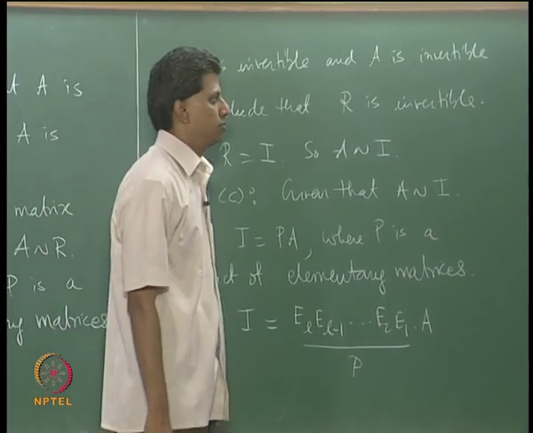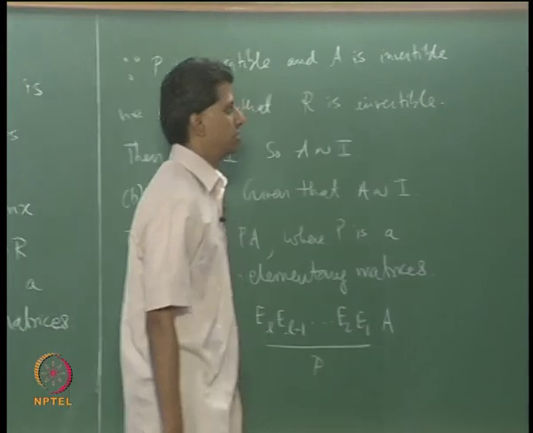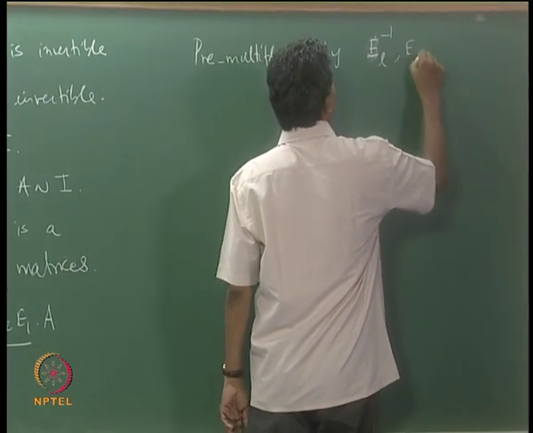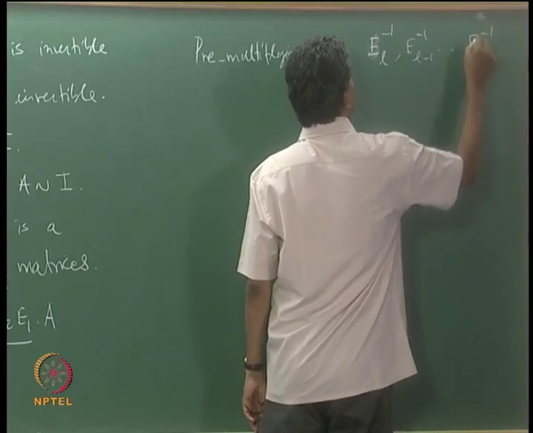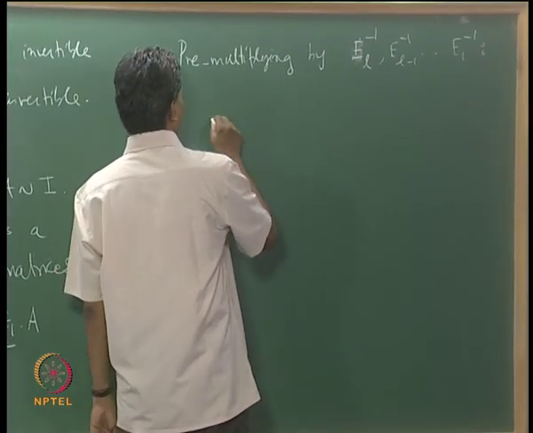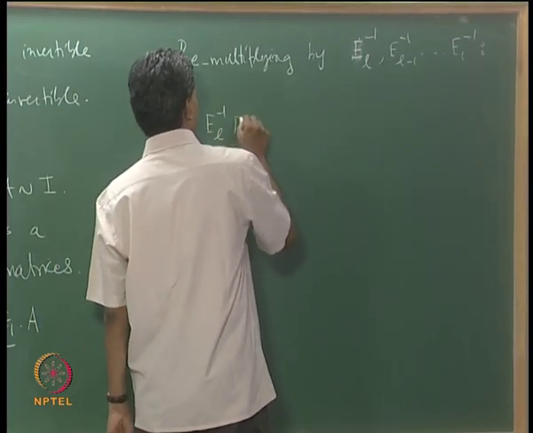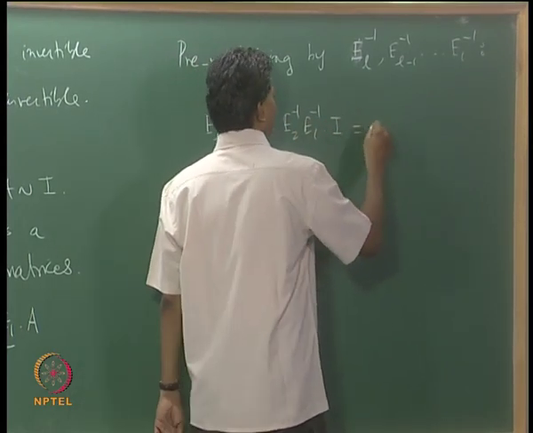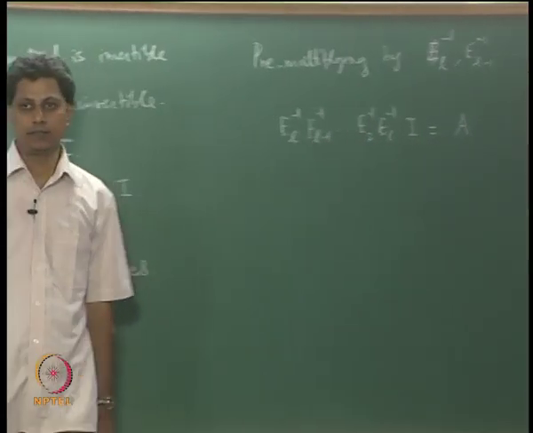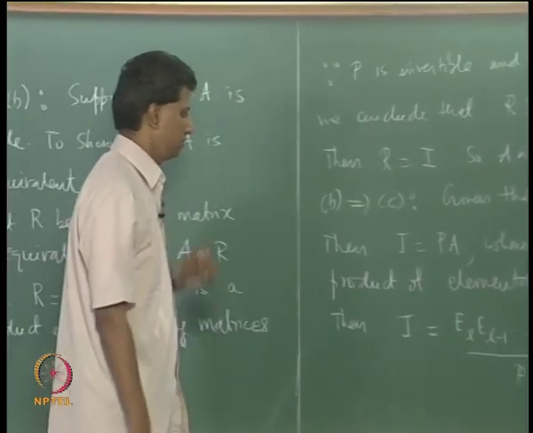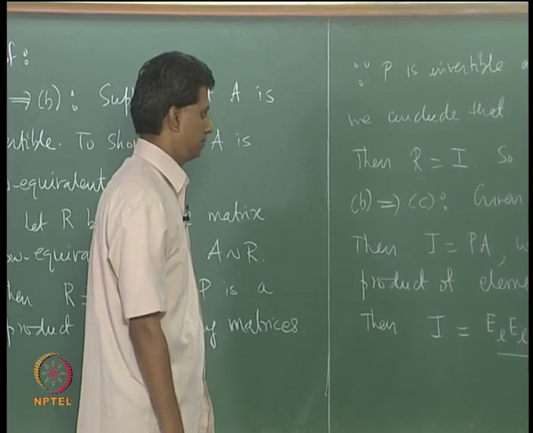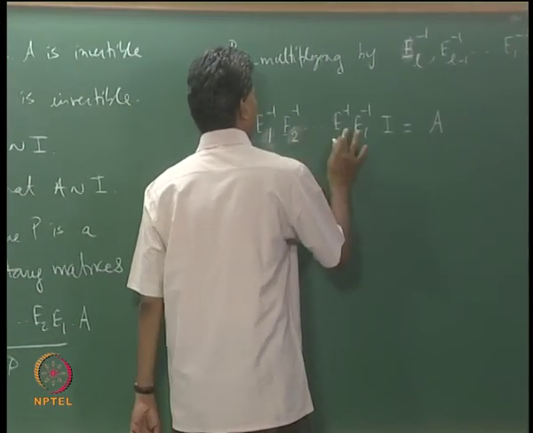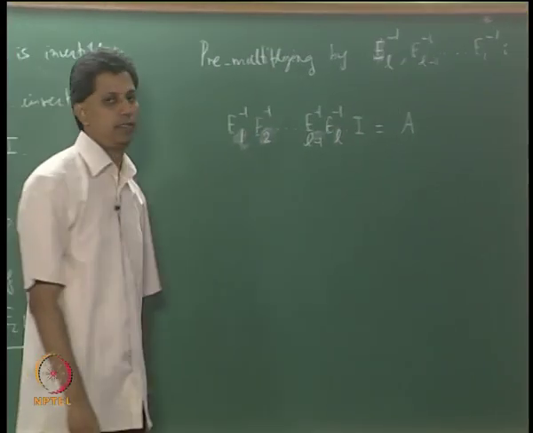each elementary matrix is invertible, so I will take this equation, pre-multiply by EL inverse, for instance. I will do fully, EL inverse, EL minus 1 inverse, etc., E1 inverse, pre-multiplying by this, I get on the left, EL, EL inverse, EL minus 1 inverse, etc., E2 inverse, E1 inverse times identity is equal to A. You are right, E1, E2, EL minus 1, yes, that is perfect.